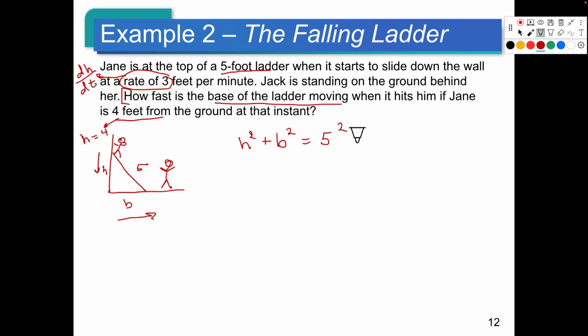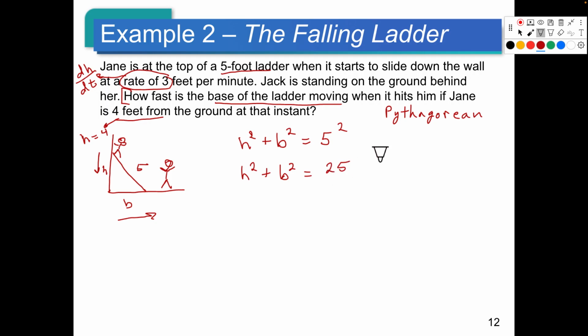Simple as that. That's all. I guess we could just go ahead and make 5 squared into 25, but I want you to see it's just all three sides, two legs are squared and added together will be this. So this is the Pythagorean theorem. So we've got h squared plus b squared equals 25.